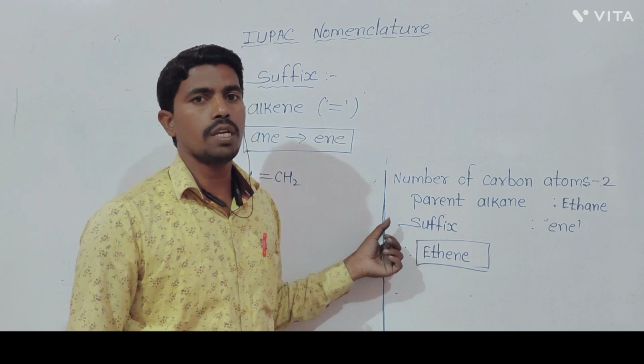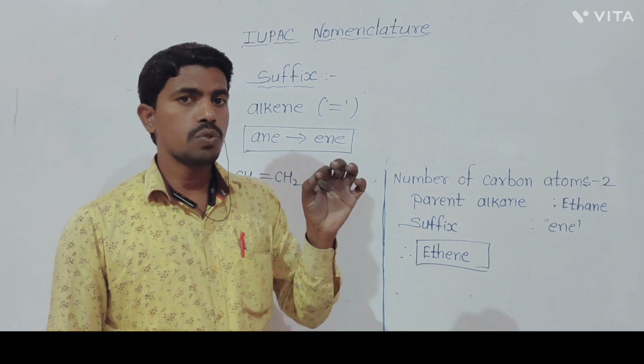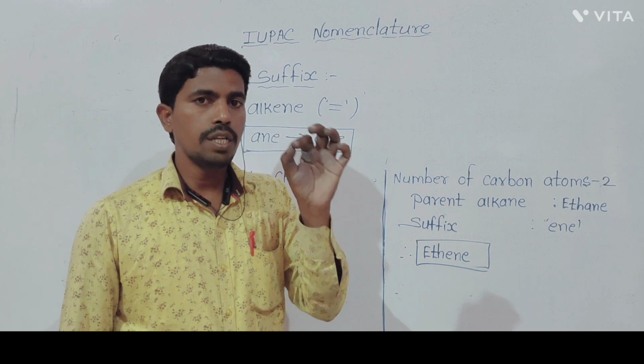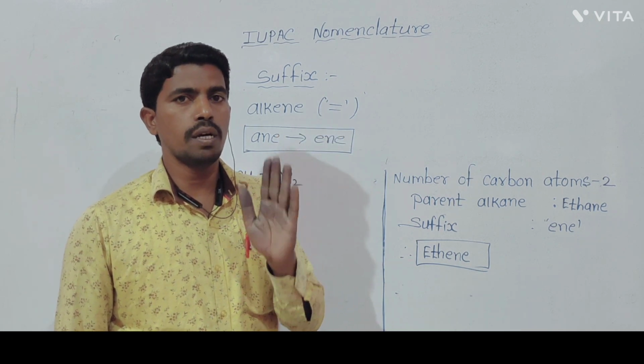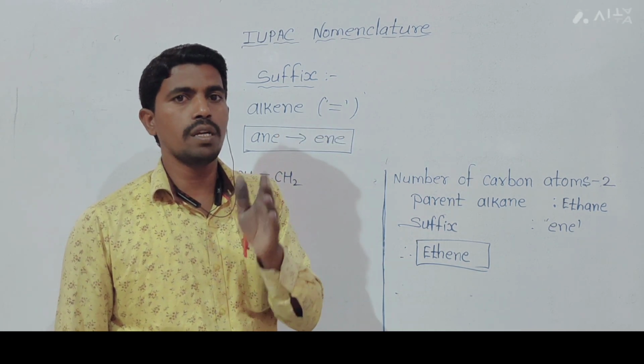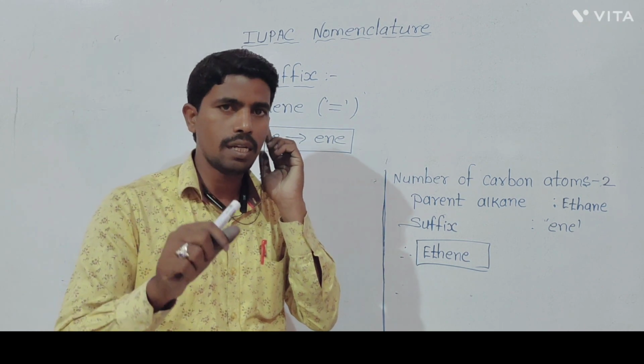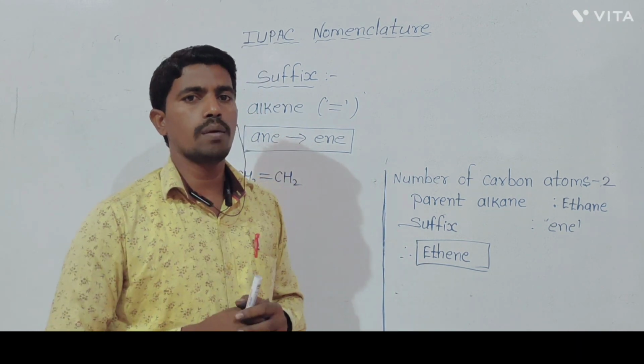Therefore, the name of the given compound becomes ethene. Ethene is the name of the given compound, and we should remember to indicate the position number of the double bond and start the numbering from the terminal carbon atom which is closest to the double bond.